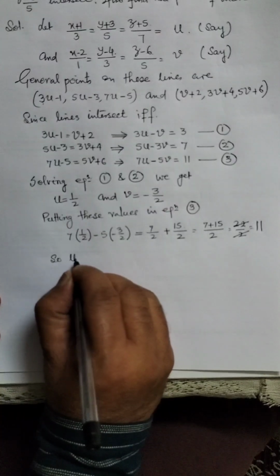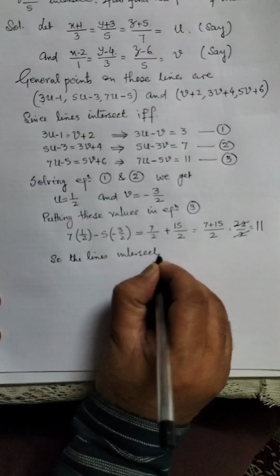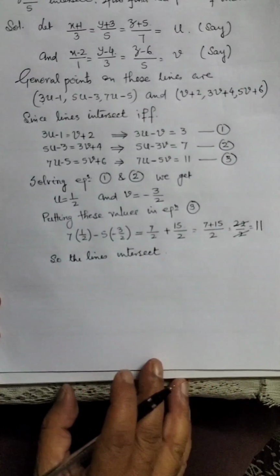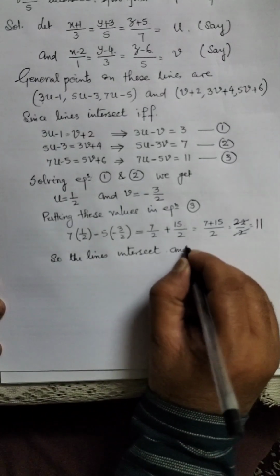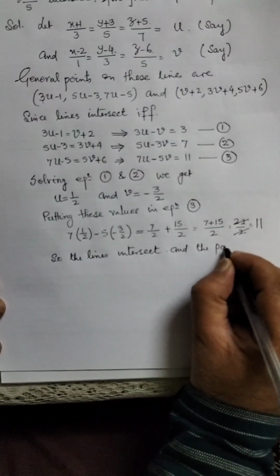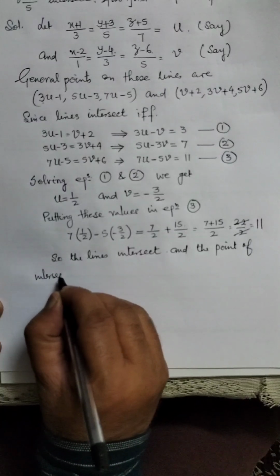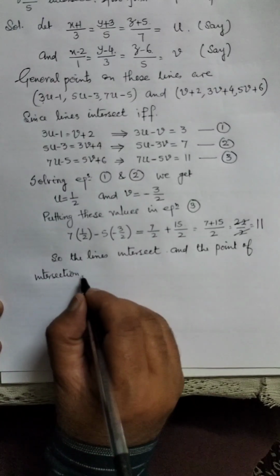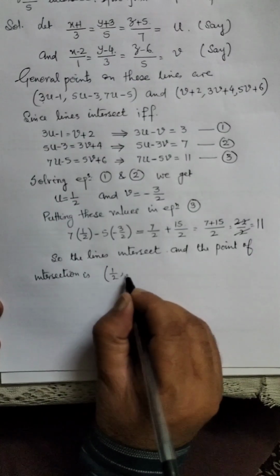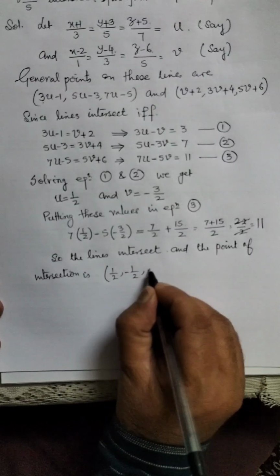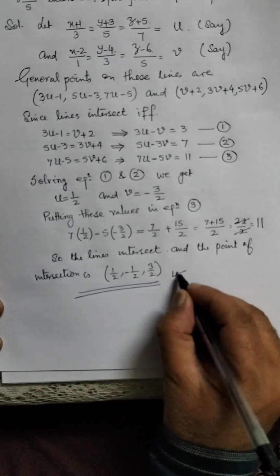So the lines intersect. Thus we have proved that the lines intersect, and the point of intersection is (1/2, -1/2, 3/2). This gives us the answer.